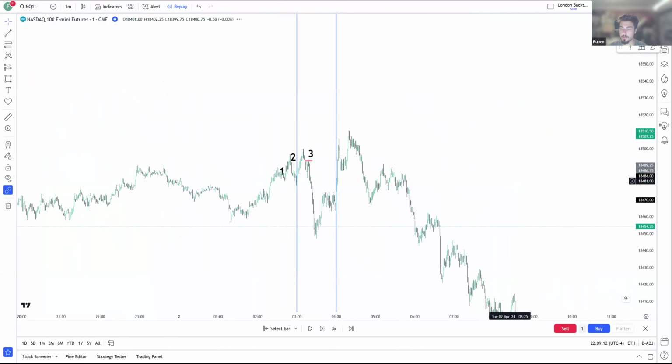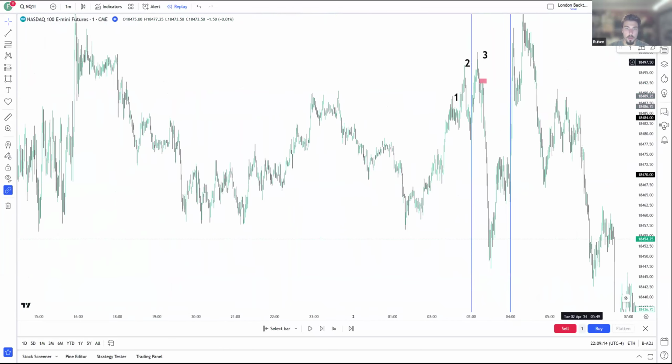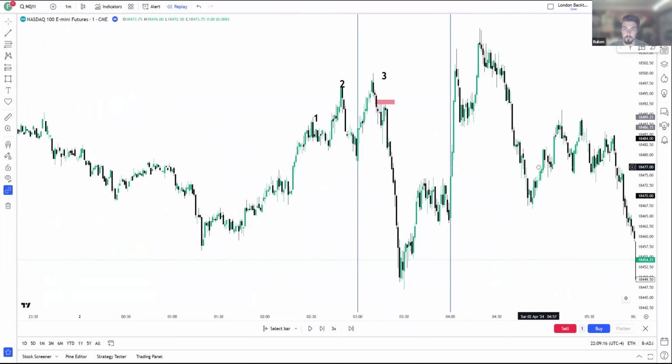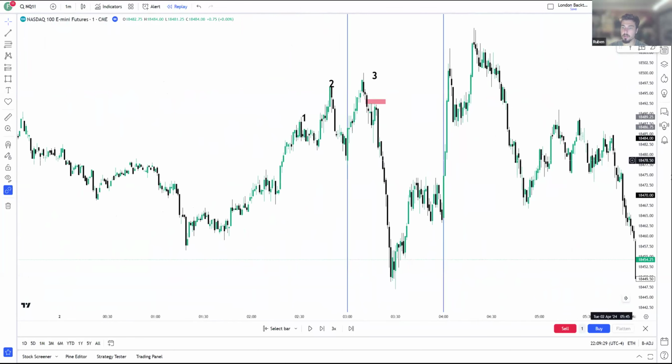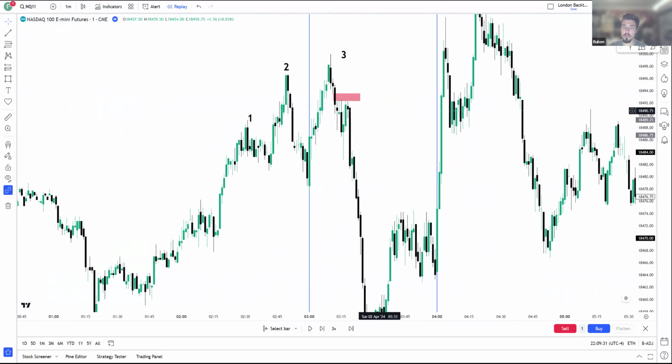So next day here for us guys, we've got the 3 drives pattern. So again, this is silver bullet window, 1, 2, 3 drives. We raid these highs here. These are Asian session highs. We also sweep this high here, which is a previous day high. And then after that, look at this. We've got a SIBI that you can enter from short.